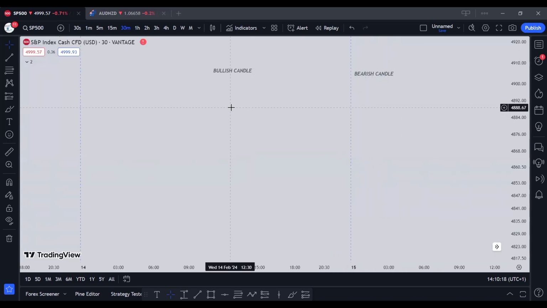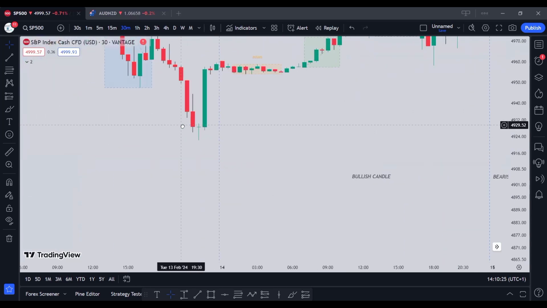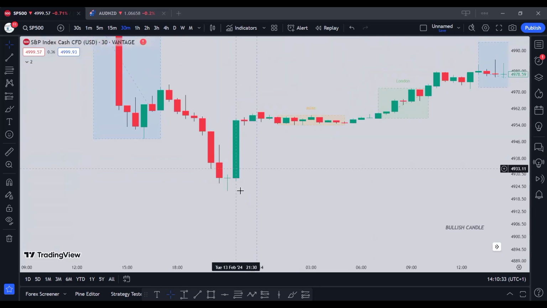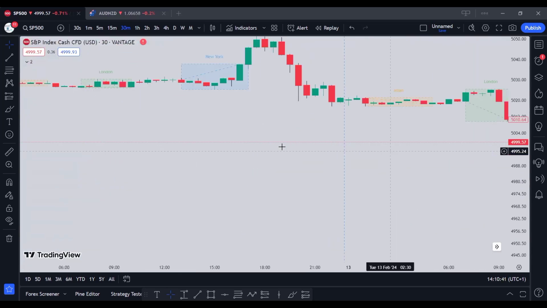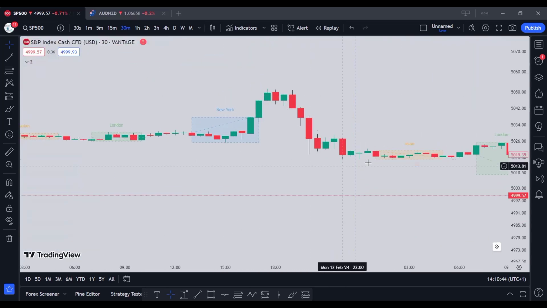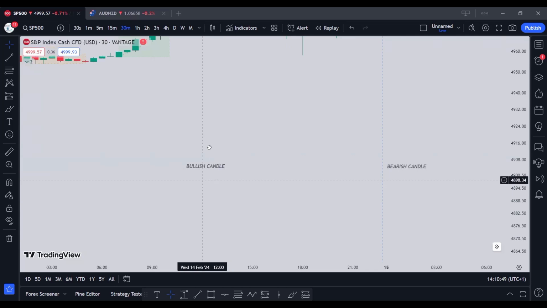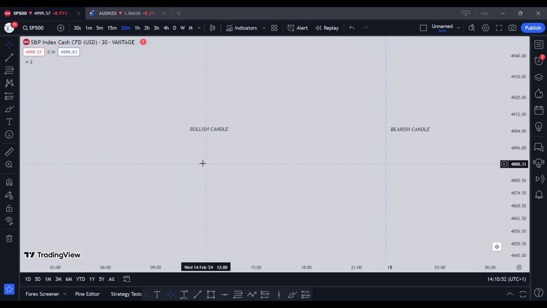So we have two types of candle. We have the bullish candle and we have the bearish candle, right? From here you can see that there are two types of candle. We have the red candle and we have the green candle. The one that's going up is usually green, the one that's going down is usually red. The red one going down is usually the bearish candle, and the one going up is usually the bullish candle. Let's just define the candle first.